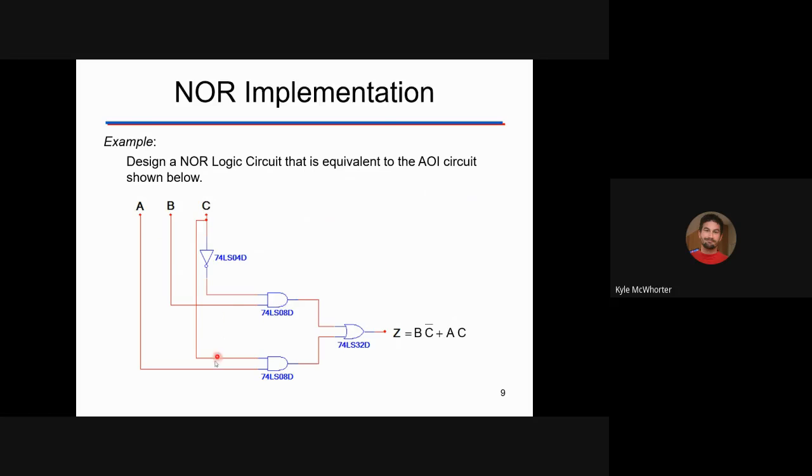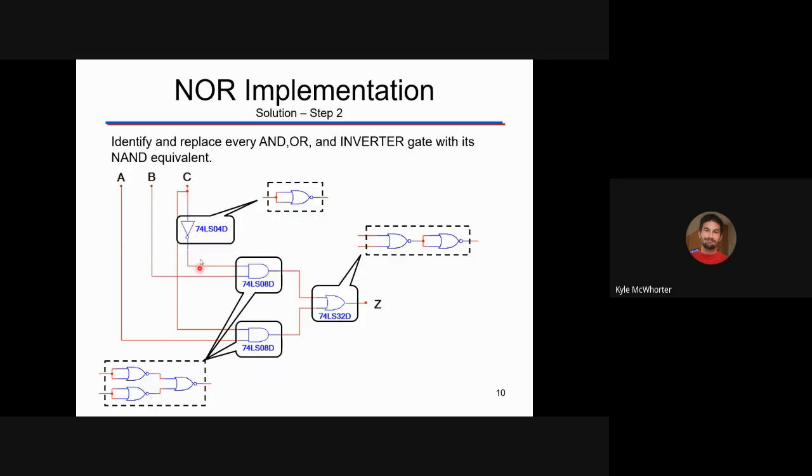So what we're going to do is take this inverter and replace it with a NOR equivalent, which is just the C signal going into both inputs of the NOR. The 2 AND gates, each one of those will be replaced by this little AND structure: 2 inverters that lead into a NOR. And then our OR gate will be replaced by a NOR followed by an inverter.